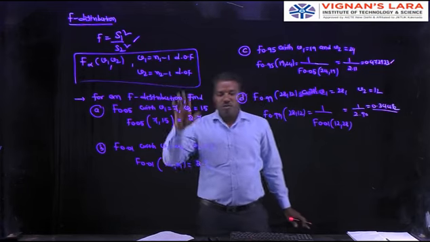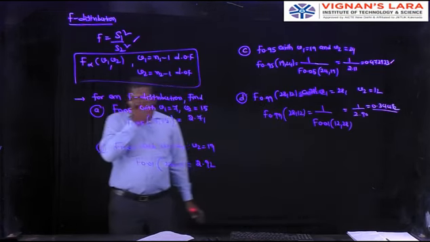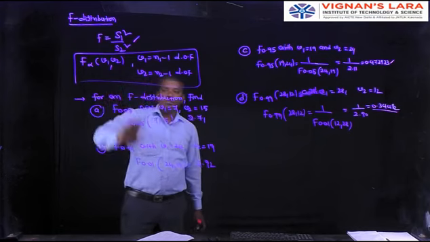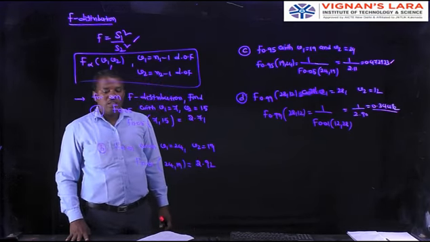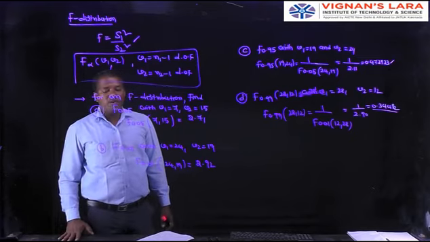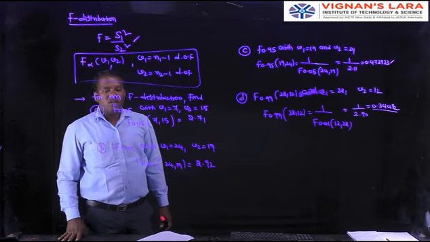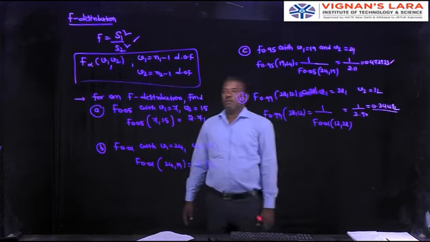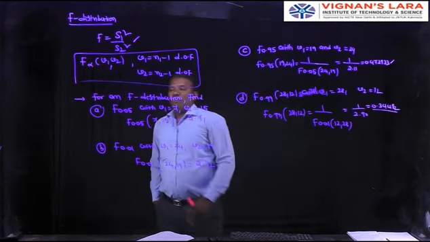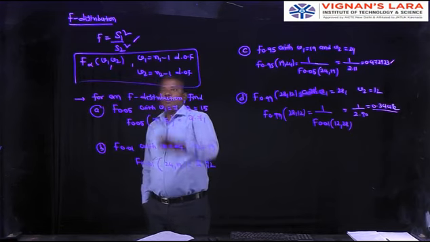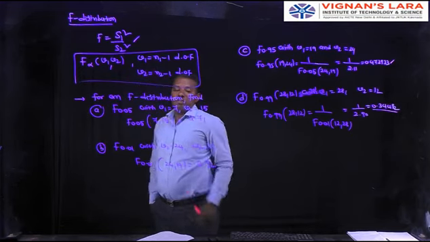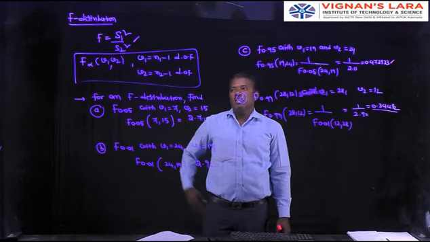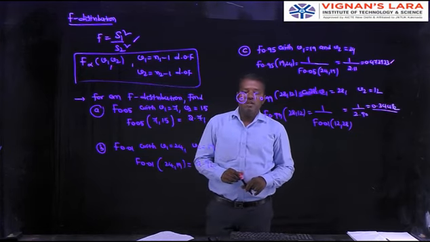This is a very important problem for the F distribution. And this F distribution is used to test the equality of several population means and to compare sample variances using the formula S1 square by S2 square, where S1 square is the variance of the first sample and S2 square is the variance of the second sample. The F distribution value is F alpha V1 comma V2, where V1 is N1 minus 1 and V2 is N2 minus 1 degrees of freedom.